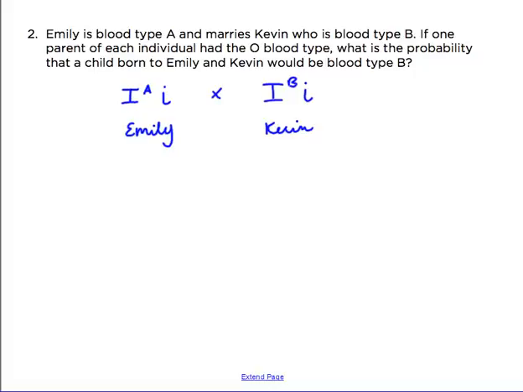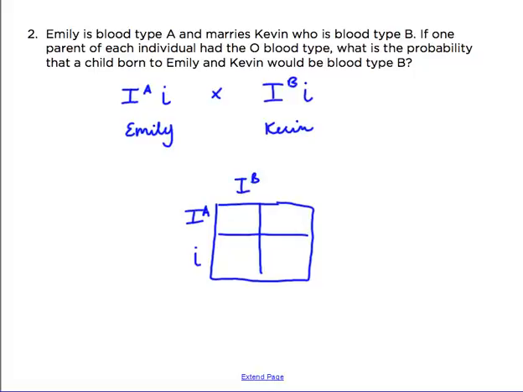Now if we're crossing two individuals, it says what is the probability that a child would be blood type B? So we could do a Punnett square. Big IA, little i, big IB, little i. So this child would be blood type AB, this child would be blood type B, this child would be blood type A, and this child would be blood type O. So the probability of blood type B is just 1/4, and it's this offspring here.